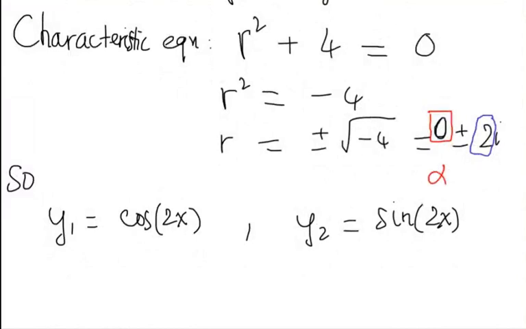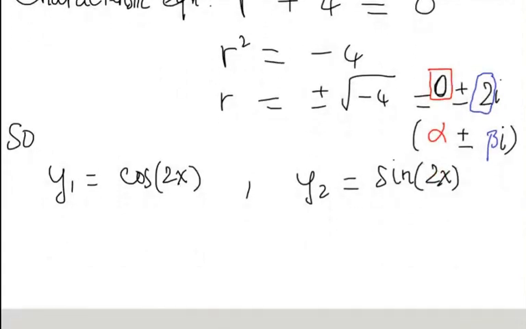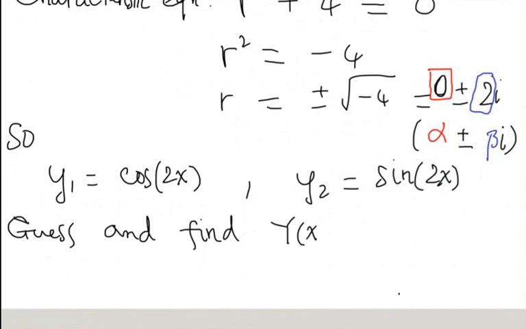So let me rewrite again. This is alpha plus or minus beta i. That's the case where we have a complex number. Alpha is 0, so no exponential. Now the second step is to guess and find capital Y of x.